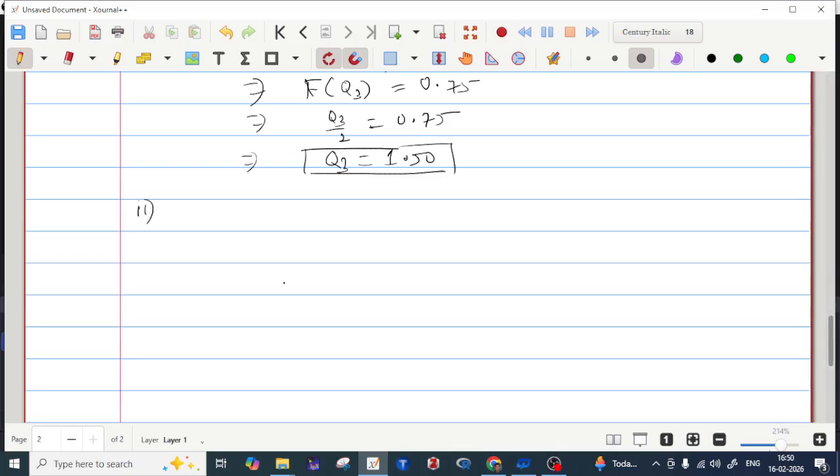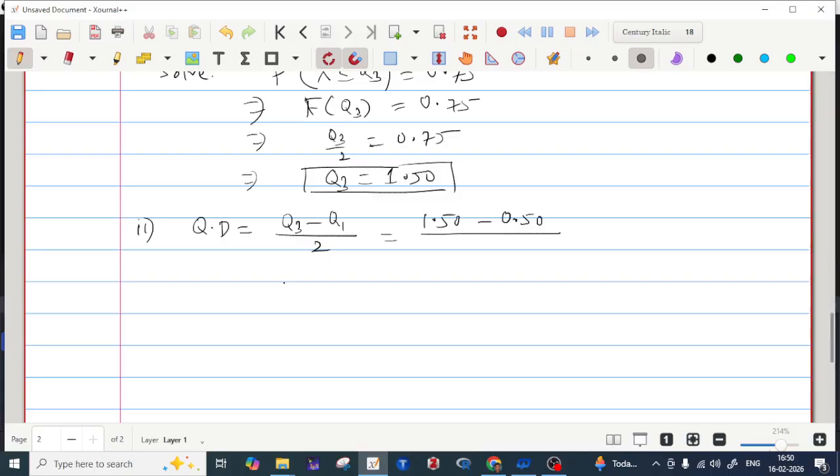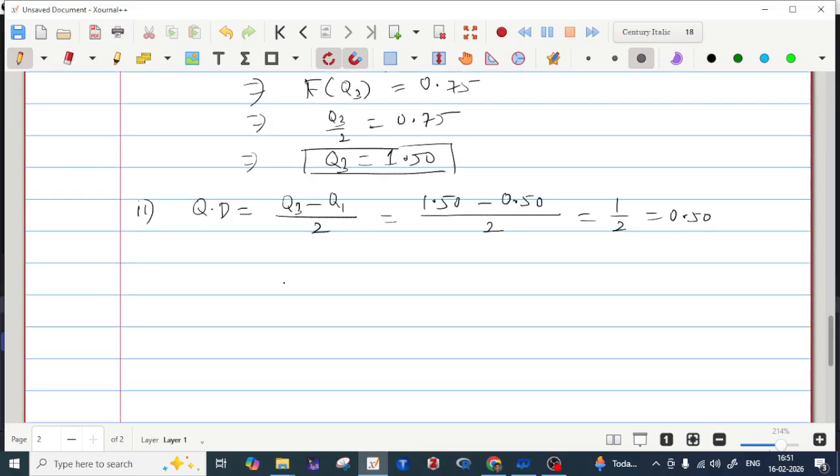Next, they also asked to find the quartile deviation. Quartile deviation is Q3 minus Q1 divided by 2. Put the values of the quartiles here: 1.50 minus Q1, which is 0.50, divided by 2. That's it. In this way, we can obtain the quartile deviation.